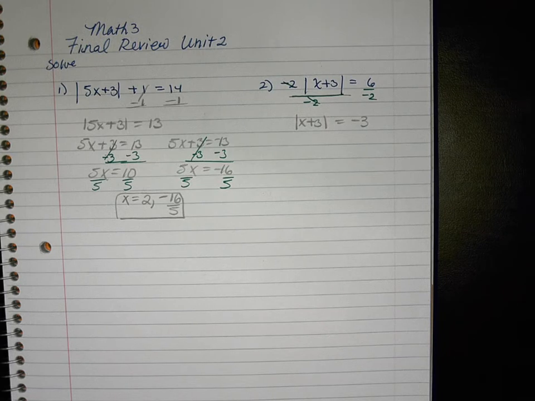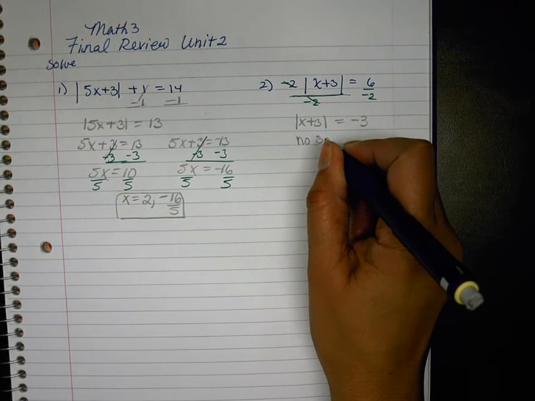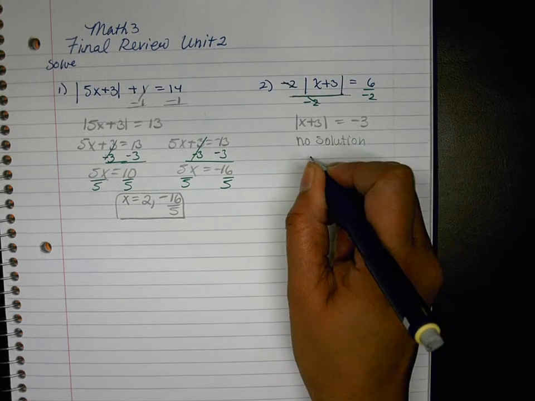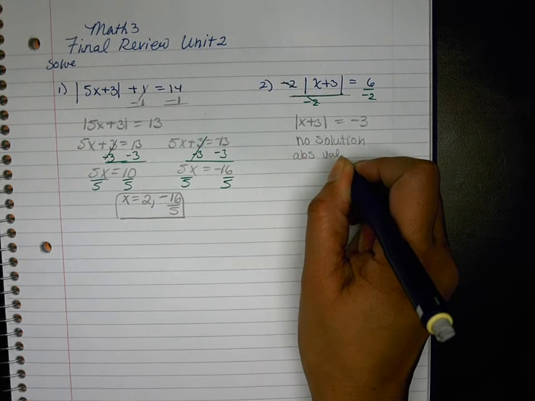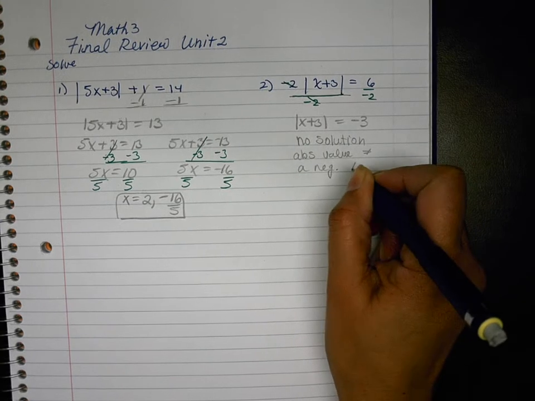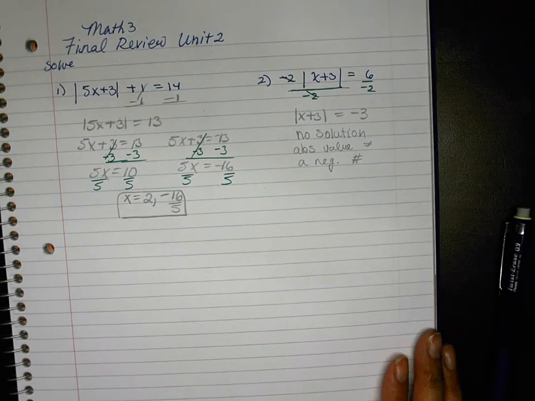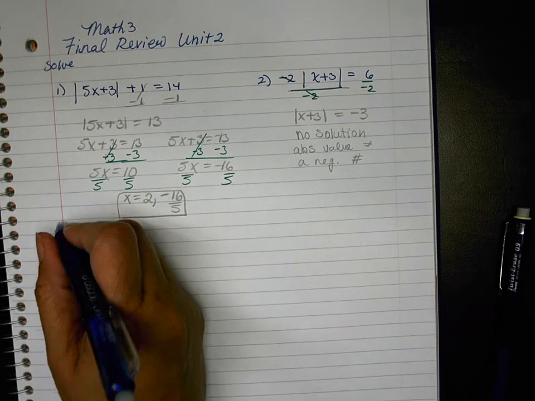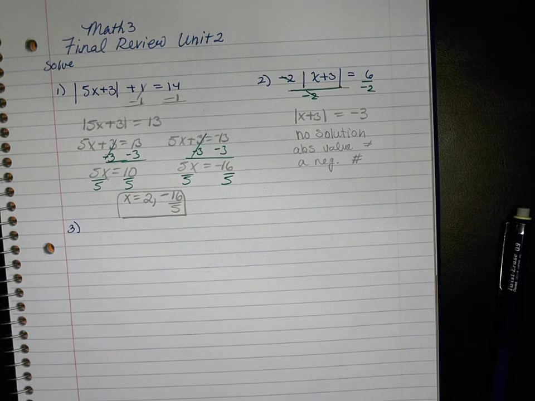He said because the absolute value can never equal a negative number. Do you guys all agree with that? So what would we say here? No solution. And if they ask you to explain, you would say what Michael just said. No solution because an absolute value can never equal a negative. All right. Questions on number 2? All right. Number 3.